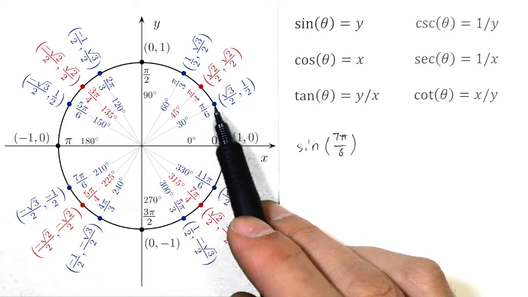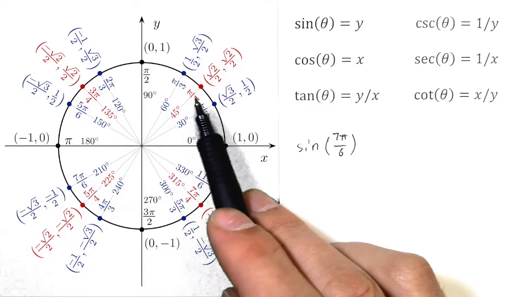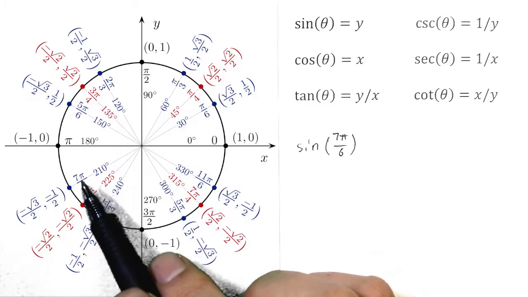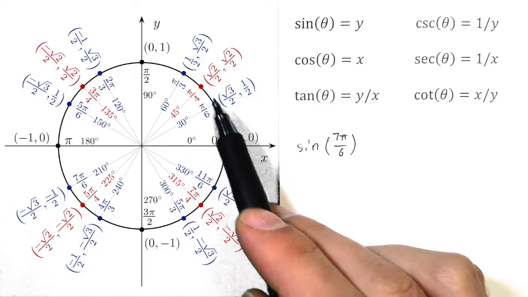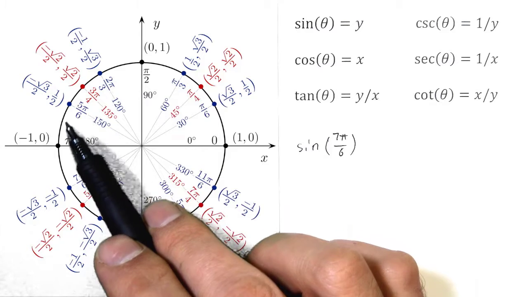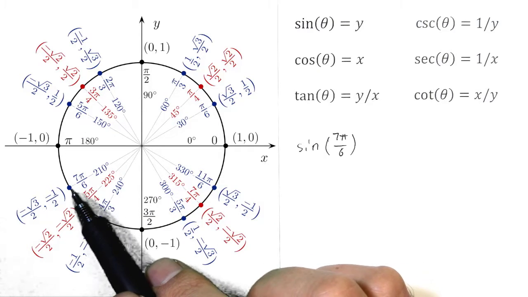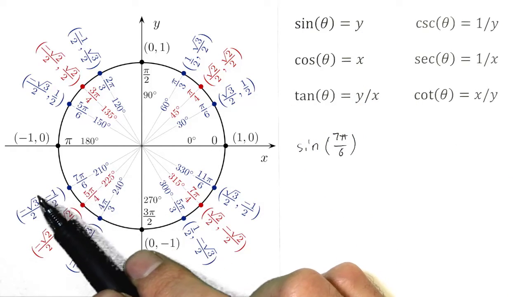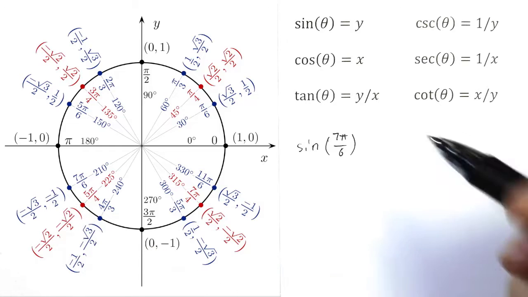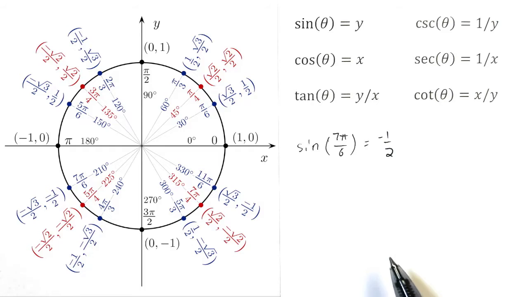Notice when we count in pi over 6s, we skip these red multiples of pi over 4 over here. Those are not multiples of pi over 6, so we don't count them. We only go up by multiples of pi over 6, and 7 pi over 6 gets us to here. What is sine? Sine is the y-coordinate. What's the y-coordinate? It's -1/2, and so that is the answer. By being able to map out this circle, we can very quickly get the answer to these problems.